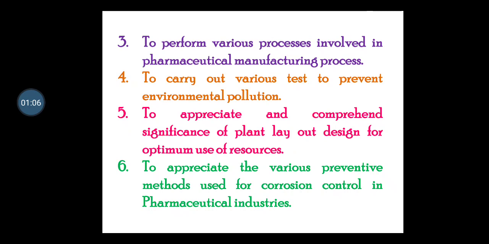The third objective is to perform the various processes involved in the pharmaceutical manufacturing process. The fourth objective is to carry out various tests to prevent environmental pollution. The fifth objective is to appreciate and comprehend the significance of plant layout design for optimum use of resources. And the sixth objective is to appreciate the various preventive methods used for corrosion control in the pharmaceutical industry.